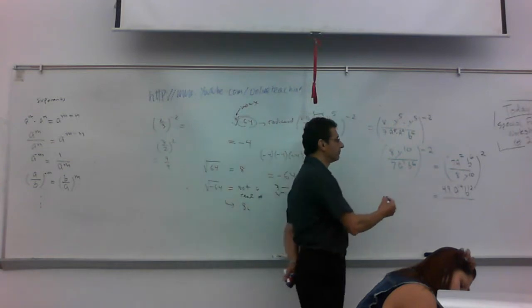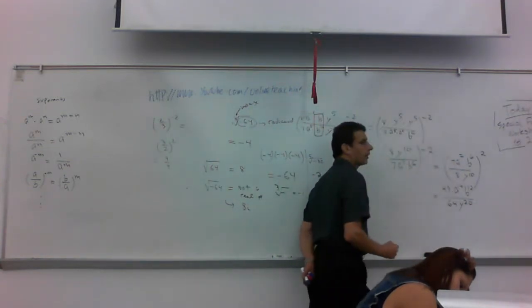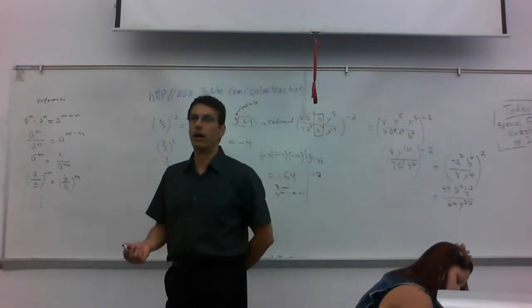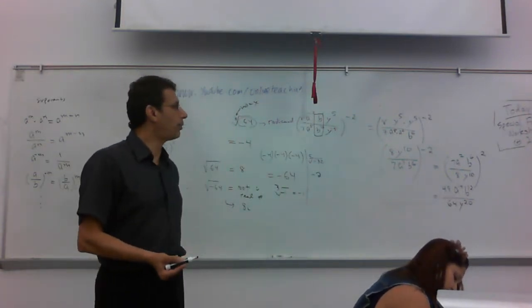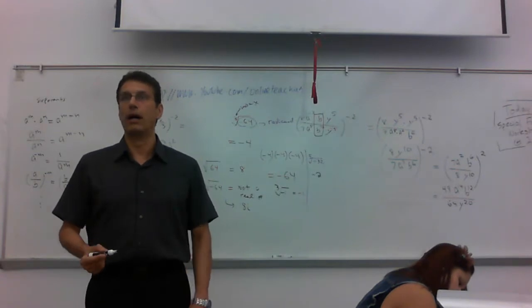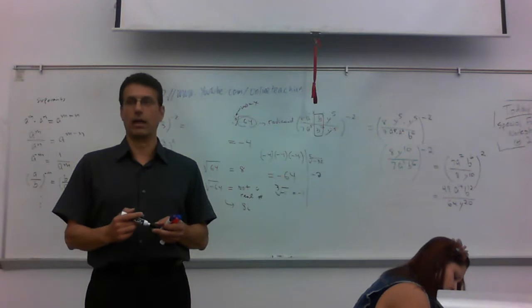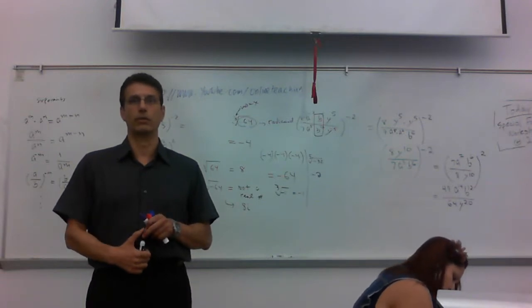What about the bottom? 64y to the 20. 8 to the second power is 64. y to the power of 10 to the second power is y to the power of 10 times 2. The power rule. I hope you're comfortable with the exponential rules. Class, I want to go to system of equations.